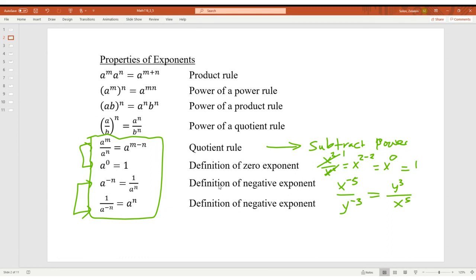Okay, so these are the properties of exponents. The product rule: if you have a product of two exponents, you add the powers. Add the powers. Okay. If you have a power of a power, you multiply the exponents.